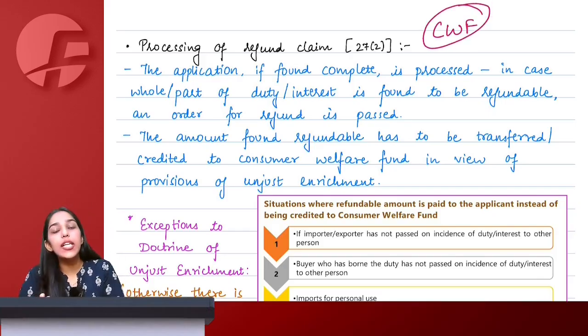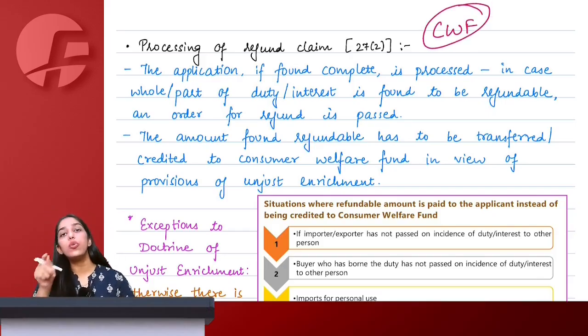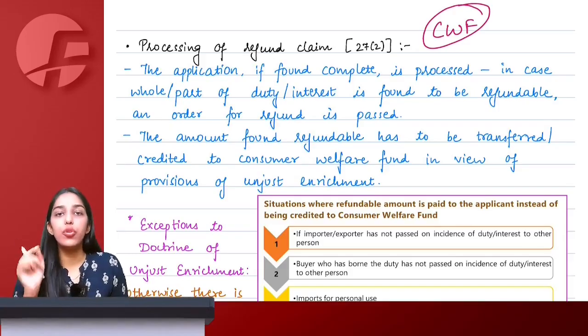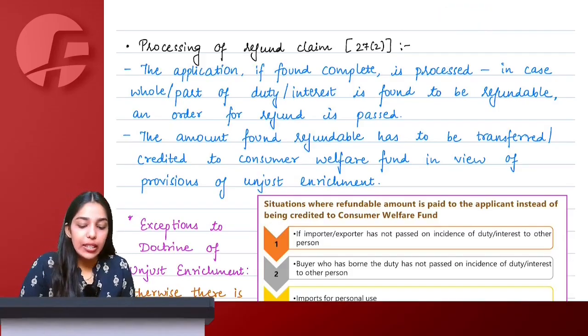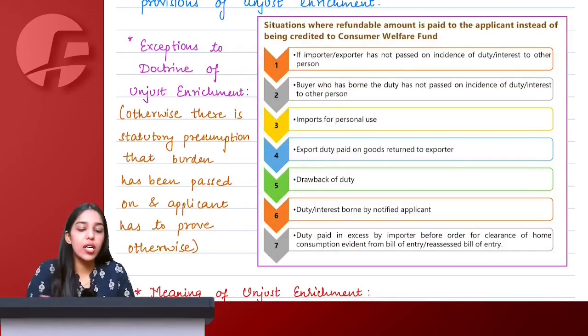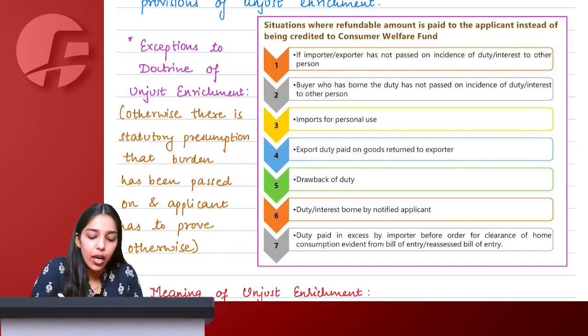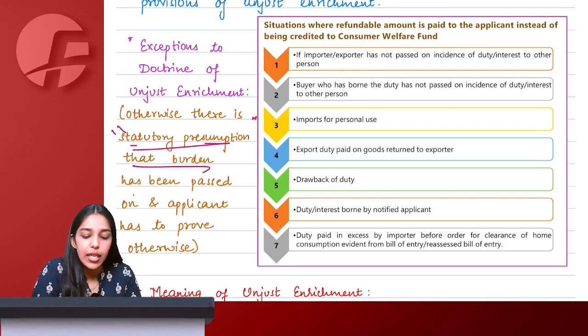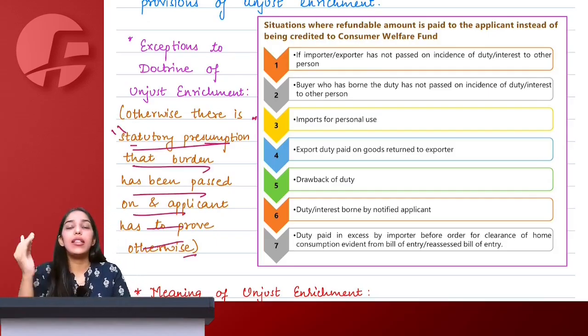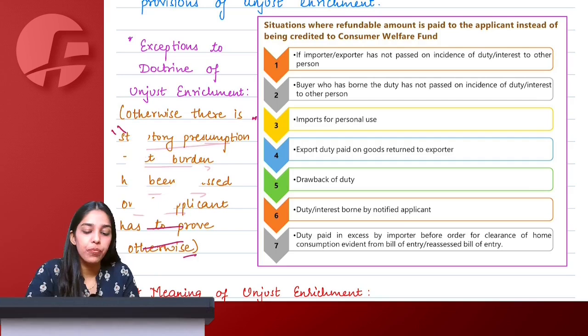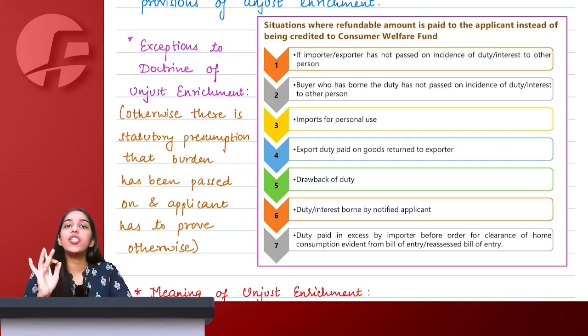You additionally need to prove that refund is due to you only. There is no unjust enrichment. And in such cases, government will give you the refund. Otherwise, by a deeming fiction, they assume that there is a statutory presumption saying that burden has been passed on and therefore refund should not be given to you. It is known as doctrine of unjust enrichment.